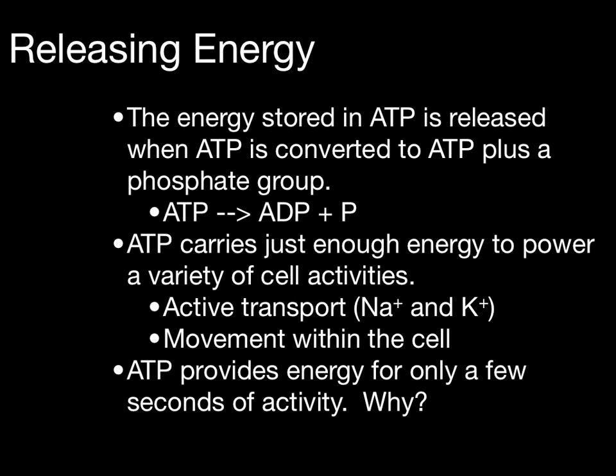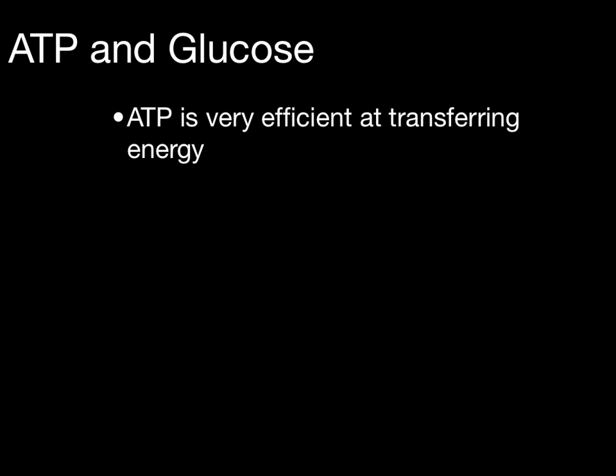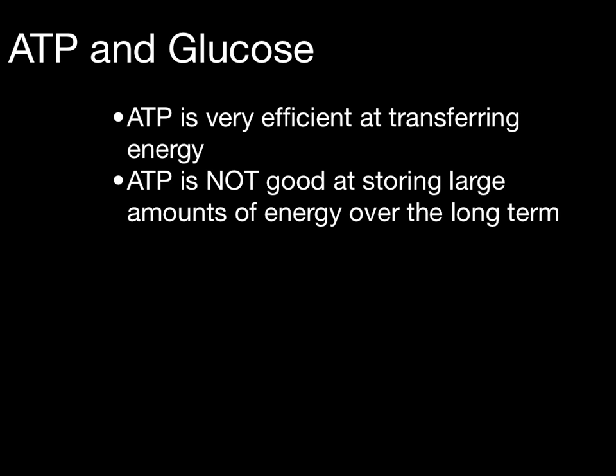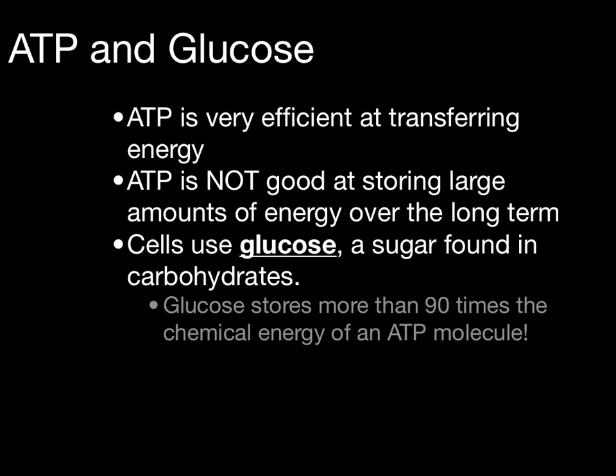So, why is it so important? What's the whole point? Well, ATP is very efficient at transferring energy. However, ATP is not good for storing large amounts of energy over the long term. Instead of using ATP to store energy, cells in living organisms use glucose, which is a sugar found in carbohydrates. Glucose, surprisingly, stores more than 90 times the chemical energy of an ATP molecule.